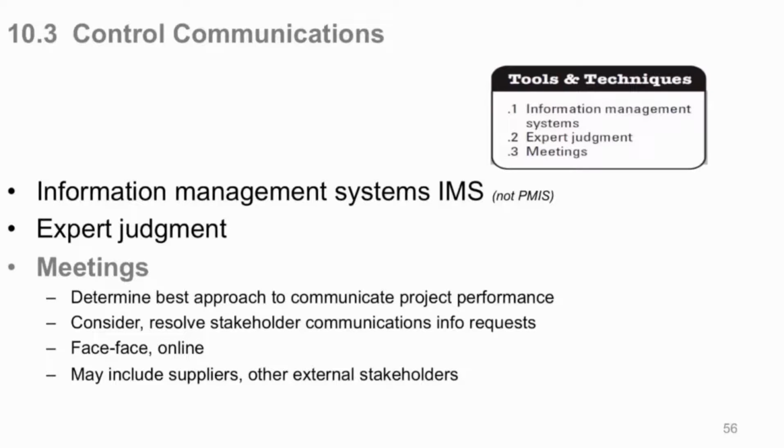Again, meetings face-to-face, could be online, could be however. And it could include suppliers external to your company too. You could have meetings with them because they need information too to some extent, so you've got to deal with the meetings. So we're going to come back here in a minute. We're going to talk about now, given all this information and the tools we have, how are we going to actually now produce our outputs and satisfy control communications.